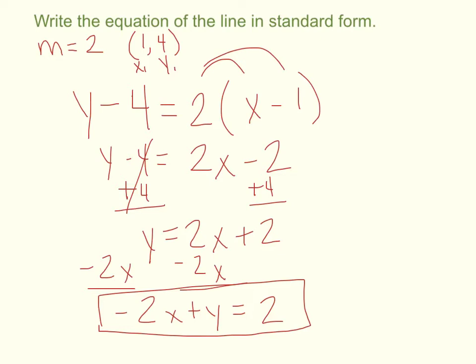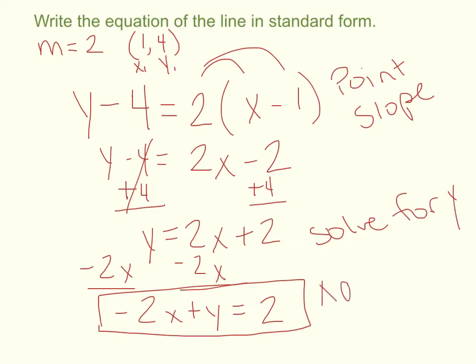So the first thing you do is you put it in point-slope form. Then you solve for y, and then you get x and y on the same side. And make sure there's no fractions.